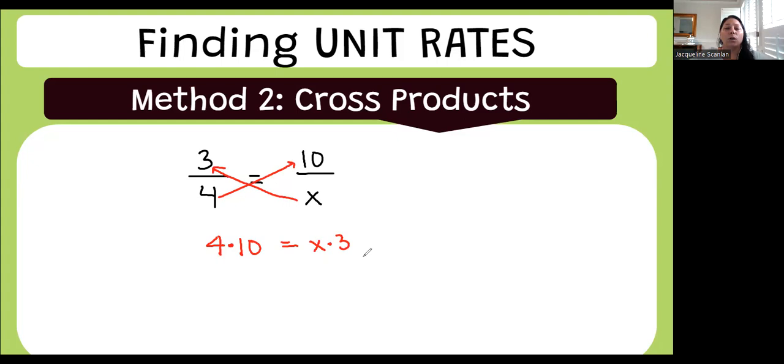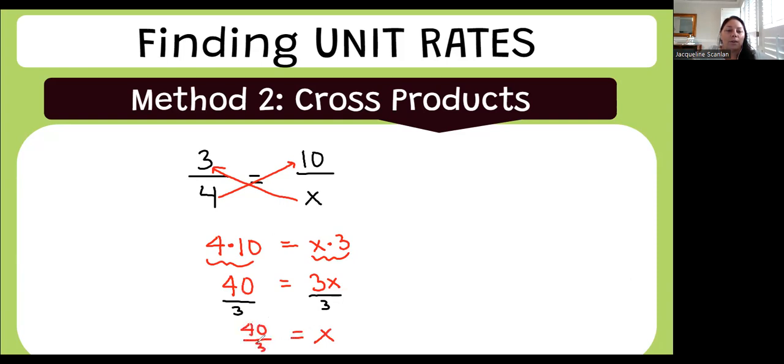All right, from here, we're going to simplify. We're going to do the math. 4 times 10 is 40, and x times 3 is the same as 3x. We're just going to squish them next to each other. And ladies and gents, don't look now, but we are staring at an equation that we could solve. That's why we learned how to solve equations, so that we could use them to help us figure out math. So what I'm going to do right now is figure out what x is. I'm going to use the opposite operation of multiplication, which is division. I'm going to divide both sides by 3, and I end up with x equals 40/3.